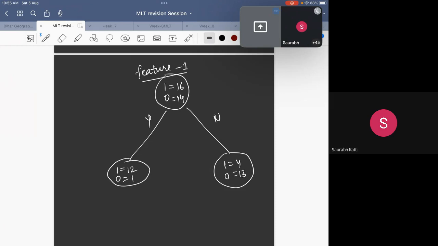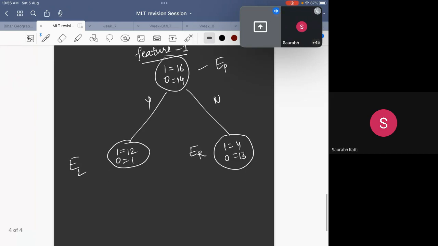Let's first calculate the entropy for this parent P, and then calculate for this left side, and then for this right side. Okay. So what is the basic formula for this EP? How do we calculate that? Minus P log P plus (1 minus P) log (1 minus P). Correct. So you will check it.